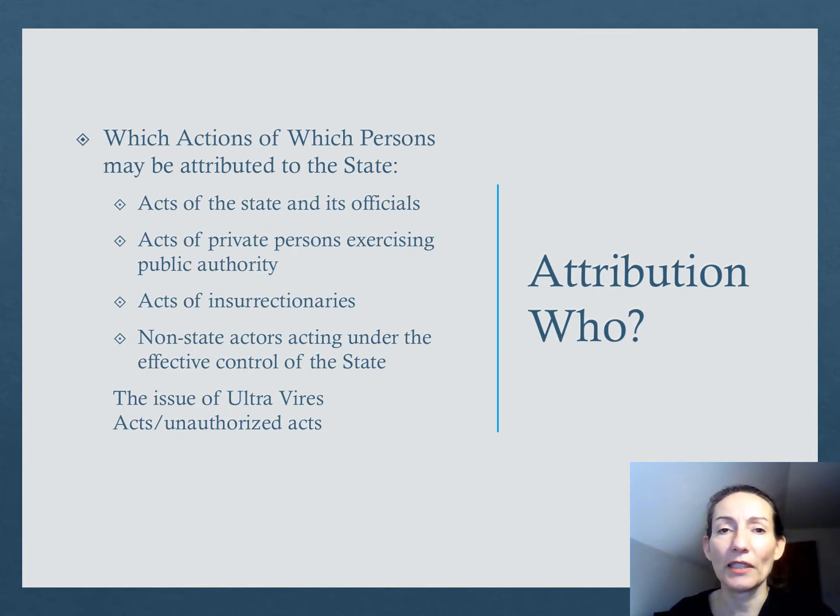The Articles on State Responsibility regulate the attribution for organs of a state, private persons either acting as public authorities or under control of the state, the acts of insurrectionaries, and what happens when an entity representing the state or acting on behalf of the state goes beyond the provided instructions or competencies, what we call acts ultra vires.